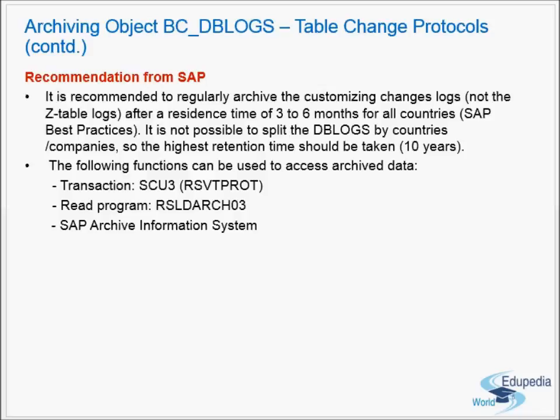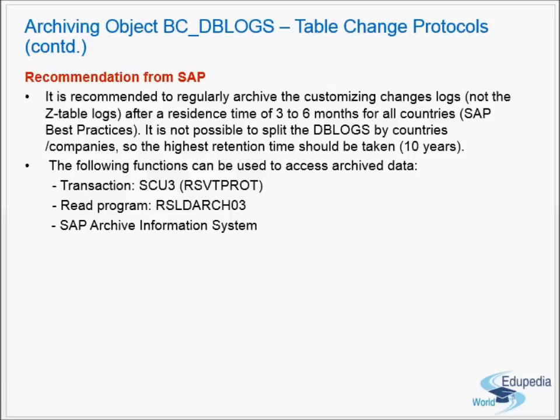This archiving object archives the data in this table cross client, and you can't filter it. You can't archive only according to these companies or these countries. There is no such option to choose. So you keep that archive data for 10 years, because these tax tables and other critical tables, when it comes to auditing, we will want to check whatever changes are made.